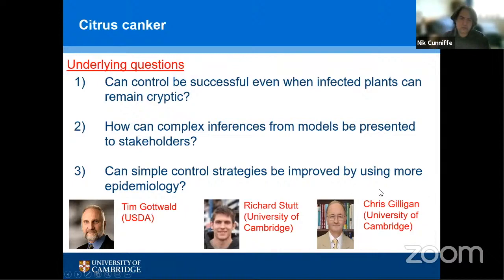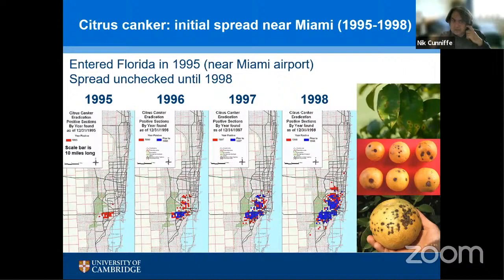So I'll say a bit more about the history of citrus canker. The center of origin is somewhere in Southeast Asia. Citrus canker entered Florida and was successfully eradicated twice in the 20th century, towards the beginning of the 20th century. However, we know that sometime before 1995, it entered Miami again.